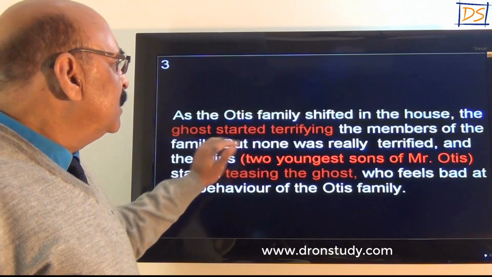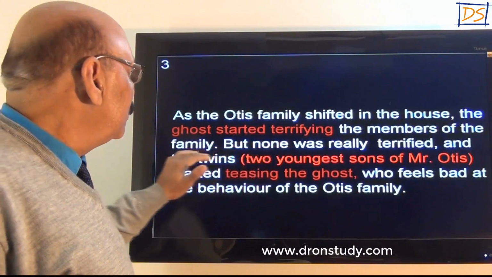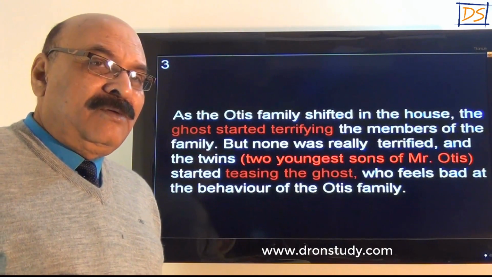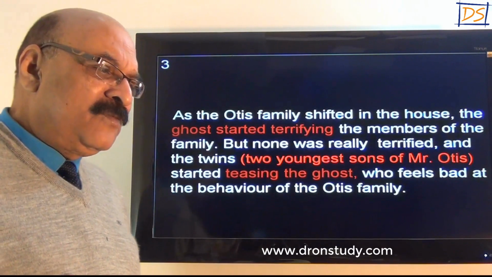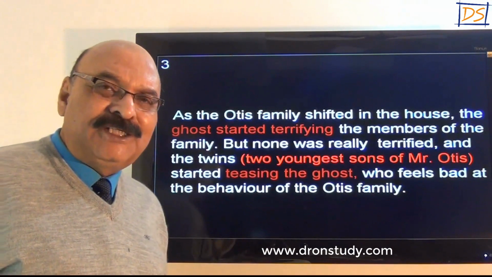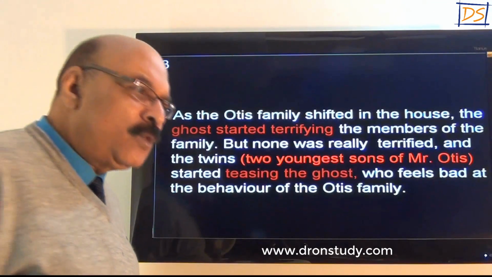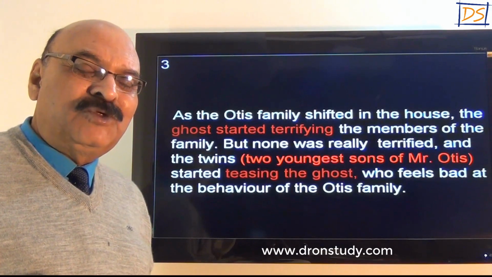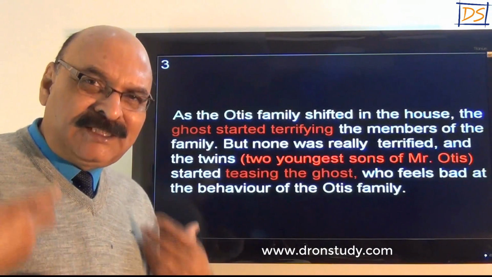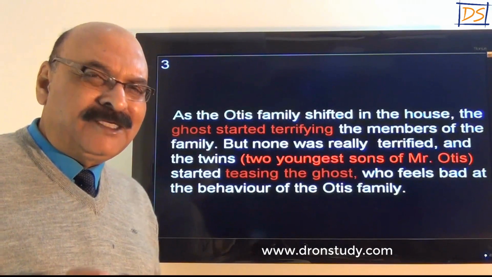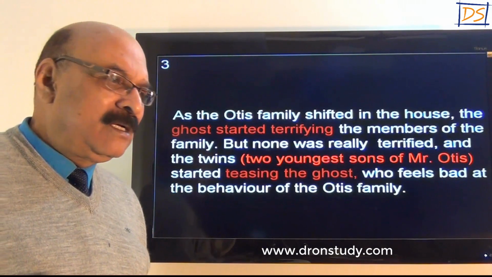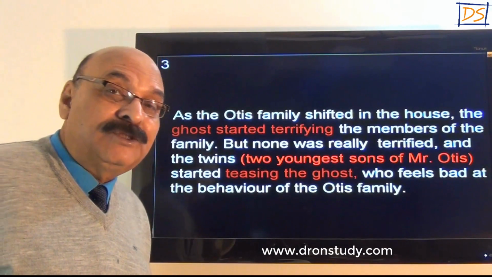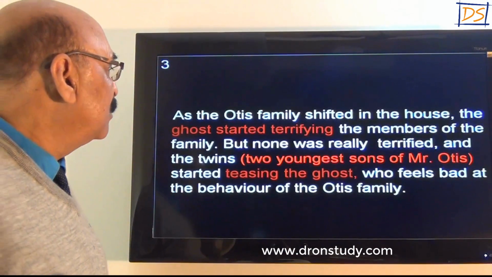As the Otis family shifted into the house, the ghost started terrifying the members of the family. It was the nature of that ghost. He later admits that to prove his existence, he has to do this. He has to walk about in corridors, create some sounds, and hit the chains he is wearing. They are very rusty chains, and he has to hit them on the floor to create some horrible sound. So it is the nature of that ghost.